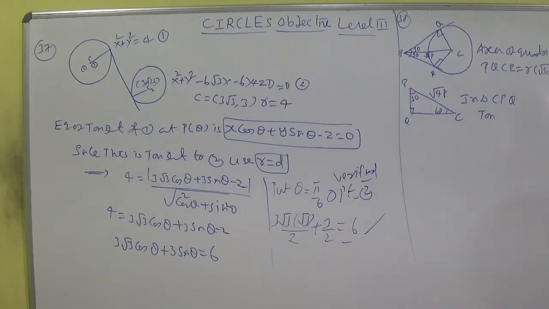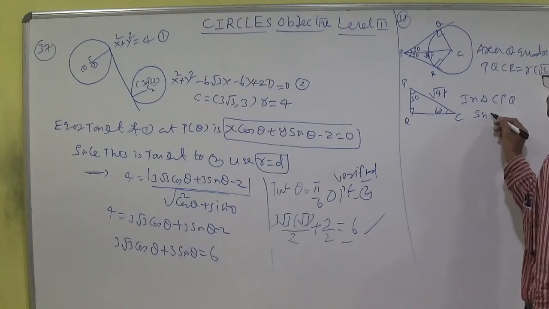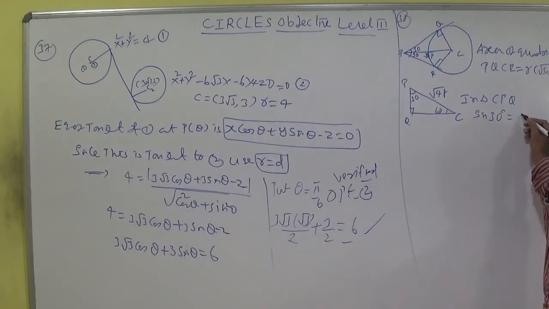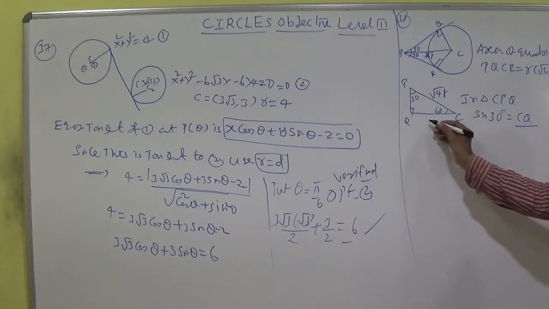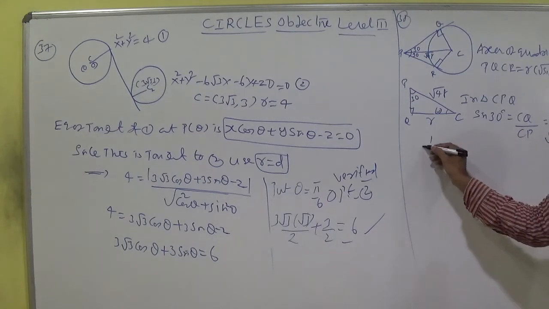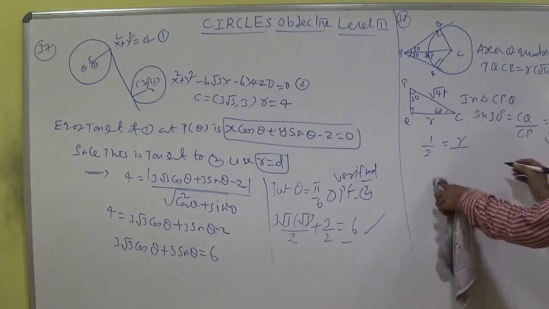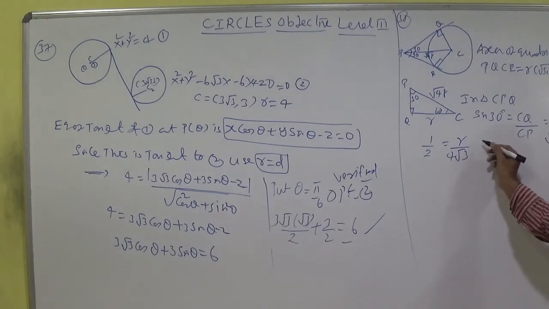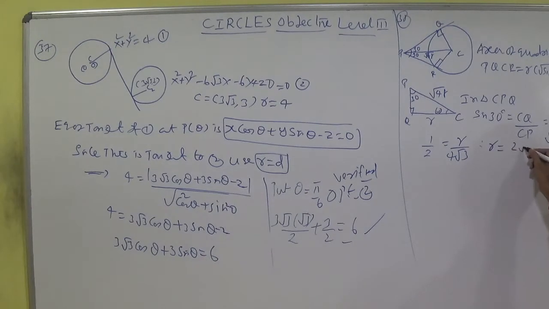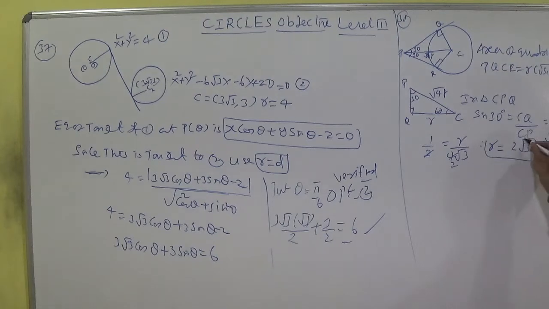No need for tan theta here, because there is no R. In triangle CPQ you can put sin 30 is equal to CQ by CP, CQ means R. So R by root 48, sin 30 value 1 by 2. 1 by 2 is equal to R by root 48, which can be written as 4 root 3. Taking cross multiplication like this, R is 2 root 3.